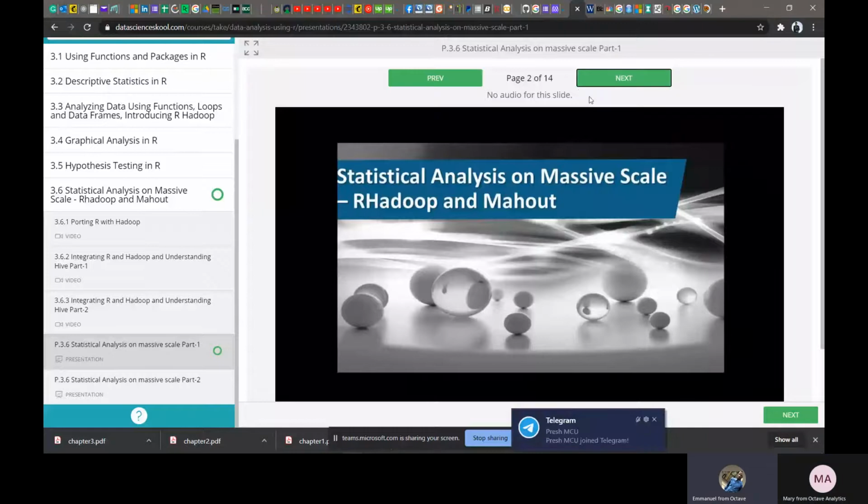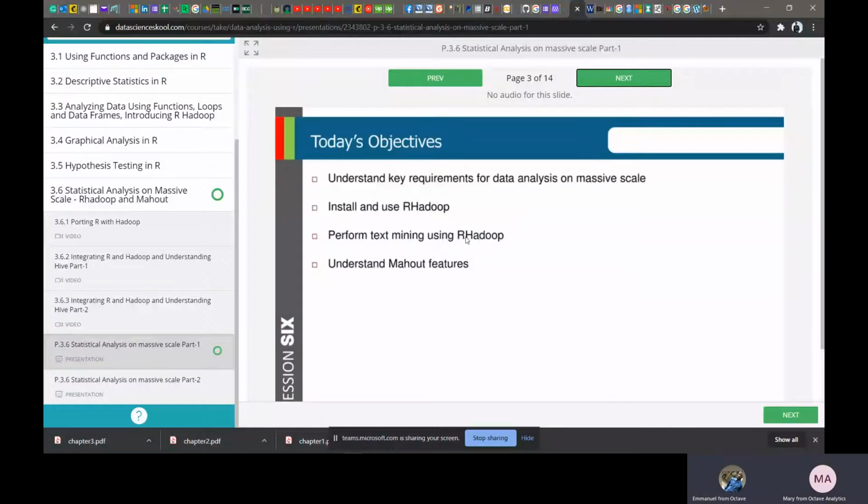And also we talk about Python, which is known for its machine learning libraries, which is very useful to build machine learning models to run across data sets in the Hadoop ecosystem. So let's just see this objective. Here we're going to understand key requirements for data analysis on massive scale and also see how we can install and use R, perform text mining, and also understand Mahout's features.